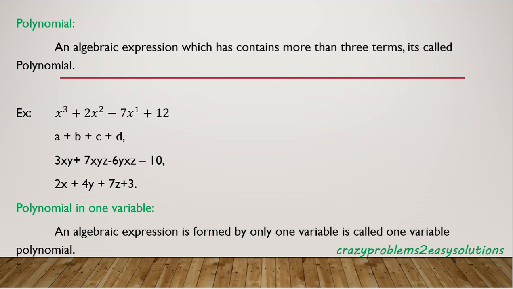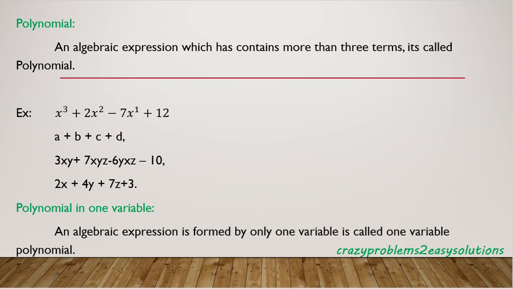Polynomial. An algebraic expression which contains more than three terms is called a polynomial. For example, a plus b plus c plus d is a polynomial, and 2x plus 4y plus 7z plus 10 is also a polynomial.